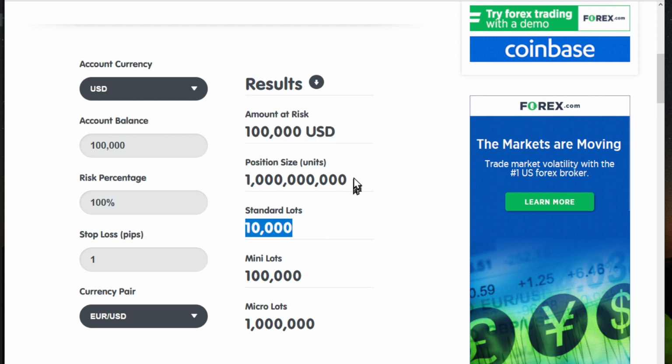lots. That is, here's 1 million, 10 million, 100 million. I think this is 1 billion. Is what we're doing. Now, we don't want to do that. Actually, no broker for retail trading is probably going to let us do that. So, but let me tell you what we're saying with this stop loss of 1 pip.